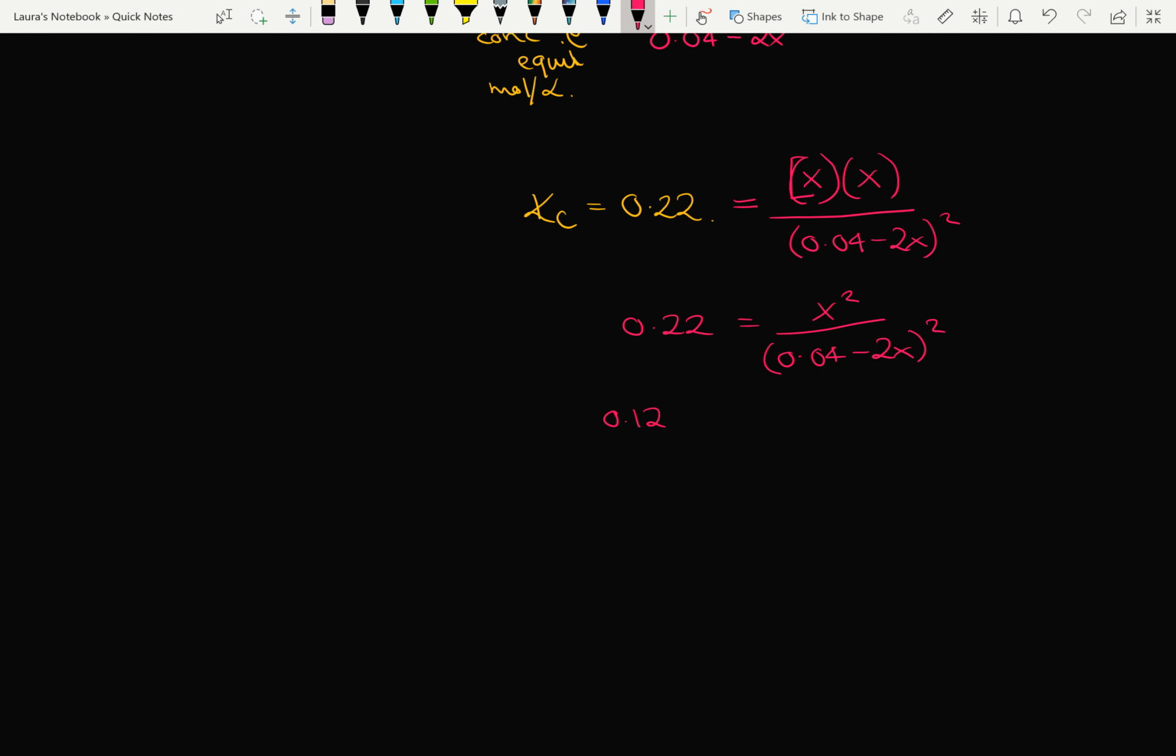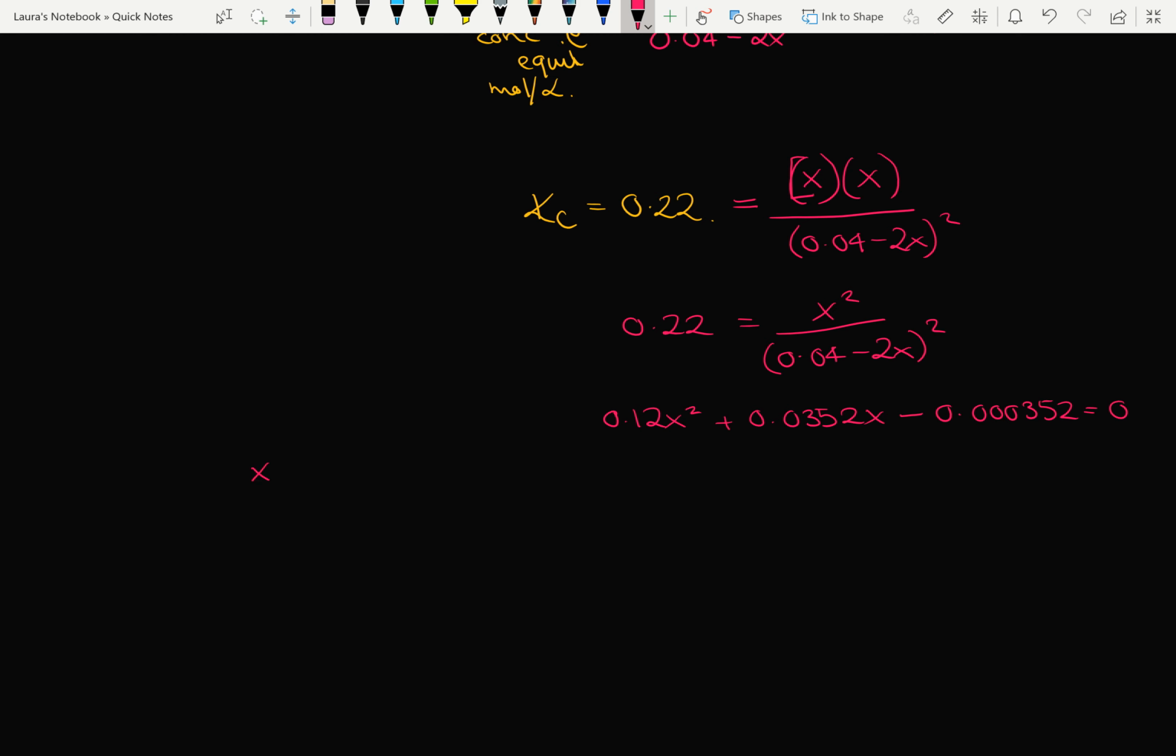So we end up with 0.12x squared plus 0.0352x minus 0.000352 equals 0. So now what we want to do is solve for x.